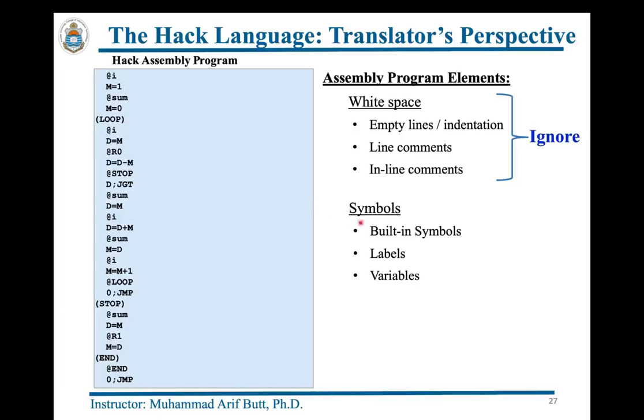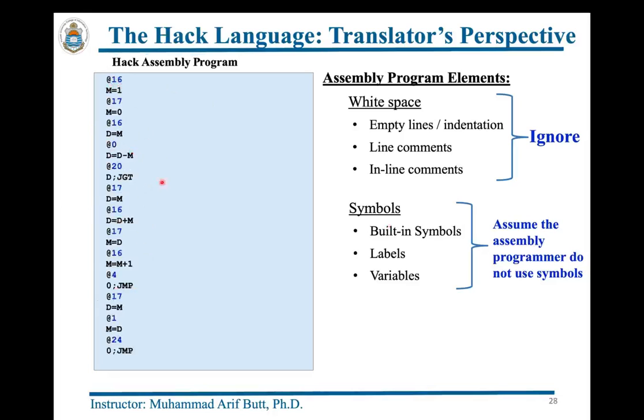The next task is how to handle the symbols. And for simplicity again, assume that the assembly programmer does not use symbols. So instead of using these symbols, the assembly programmer has written the assembly program something like this. Note that the variable i over here is replaced with the RAM address 16, and the variable sum has been replaced with the RAM address 17. The built-in symbol R0 is replaced with constant 0, and similarly the stop symbol that was over here is replaced with the instruction memory address 20, and so on. So that means the assembly programmer is capable enough to use the memory addresses while writing this assembly program instead of using the symbols.